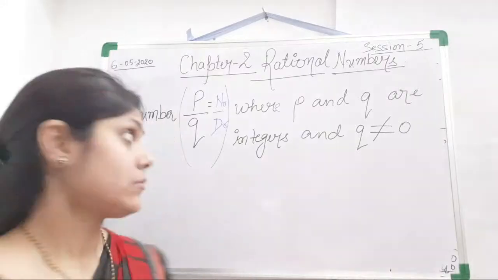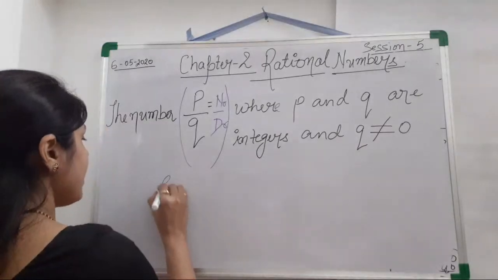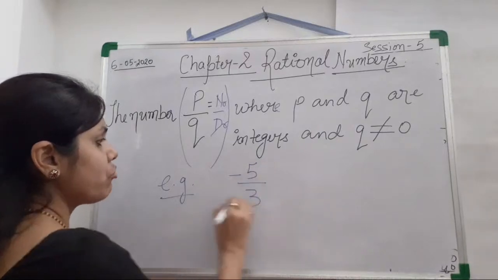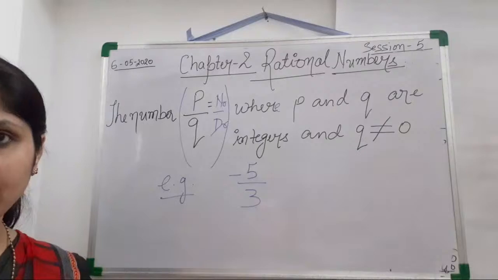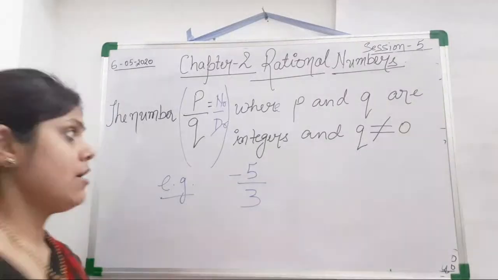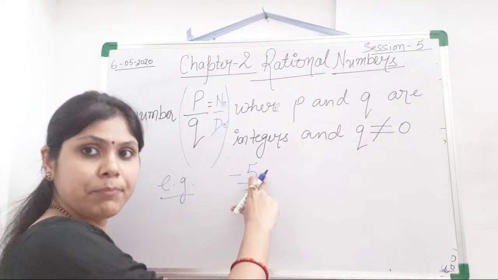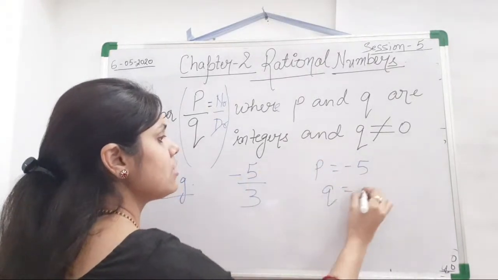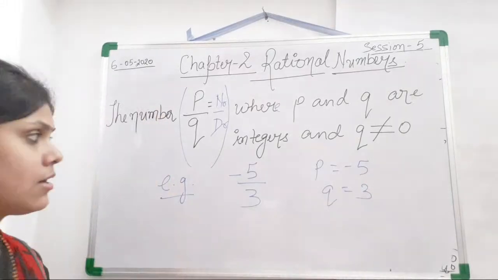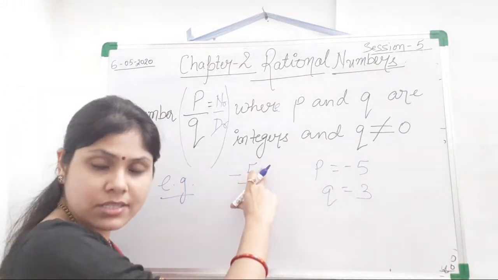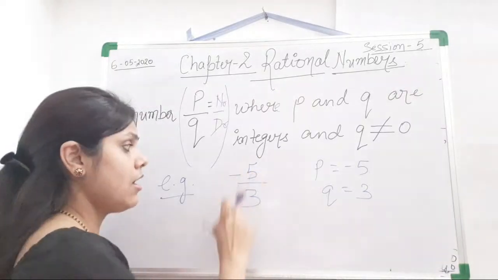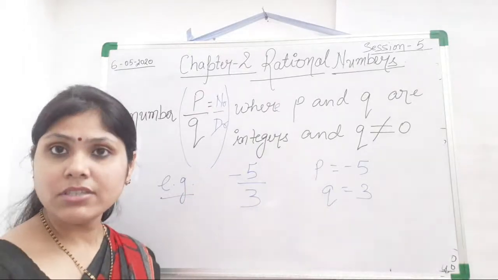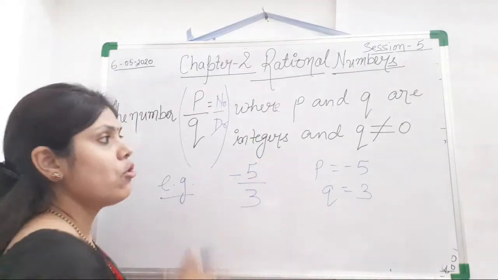So for example, we can give minus 5 upon 3. Is it a rational number? Yes, it is. Here P is minus 5 and Q is 3. Minus 5 is an integer, and 3 is a positive integer while minus 5 is a negative integer. So this is a rational number.